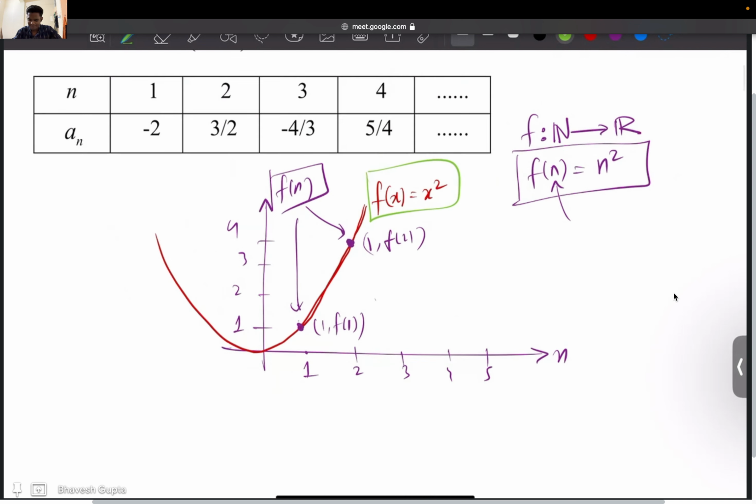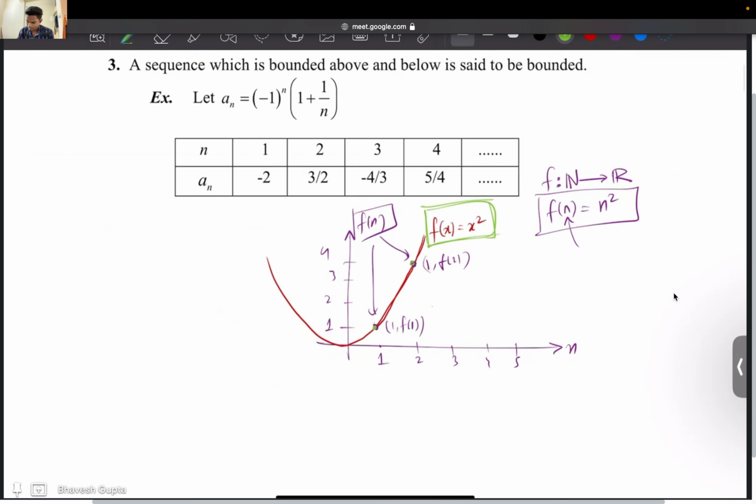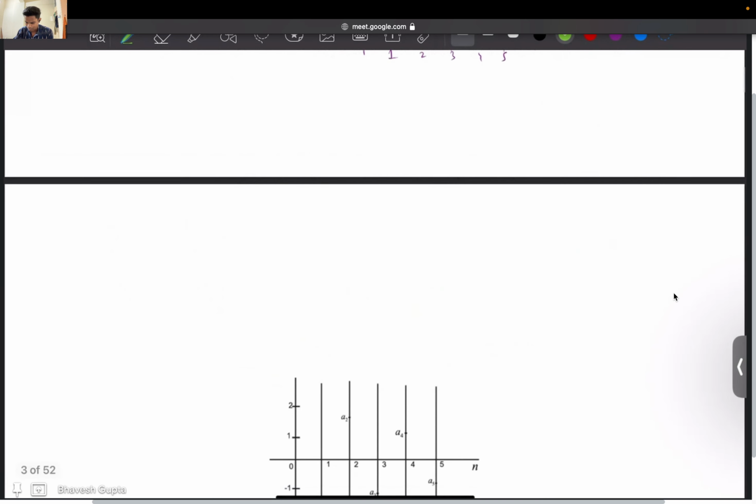So you can see that a sequence is basically a special selection of points from a function. For example, over here the function is this. So in order to create a sequence, what do we do? We check the outputs at the integer inputs, at the natural inputs. So basically this is what your sequence looks like here.